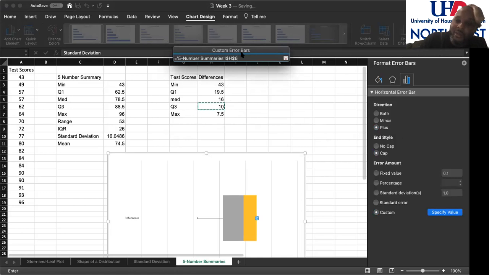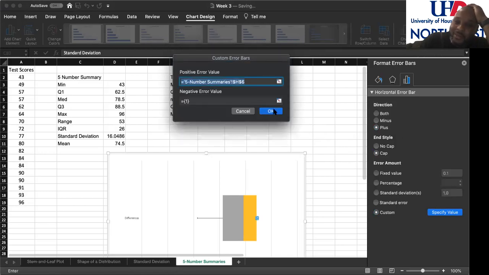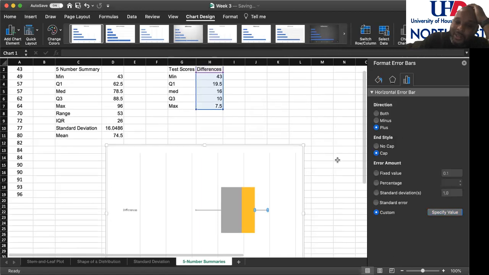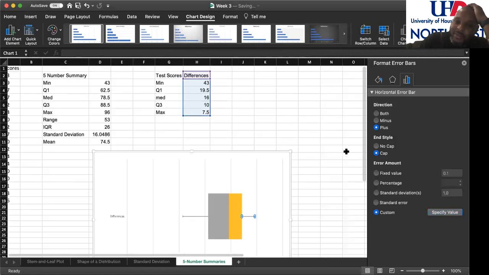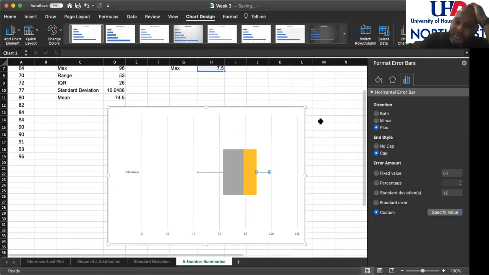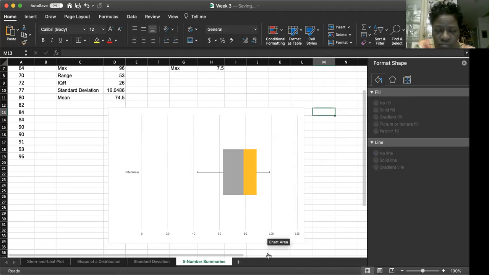I think it's Q3. We'll see. It might actually be the max. I forget which one it was. We'll see in a second though. So press OK. Yeah, that's the right one. All right, no, we want to go to the, yeah, that's right. And that brings me to about what number there? Our max value, which is at where? 96. And that's pretty close to 96 right there. And this is the actual.